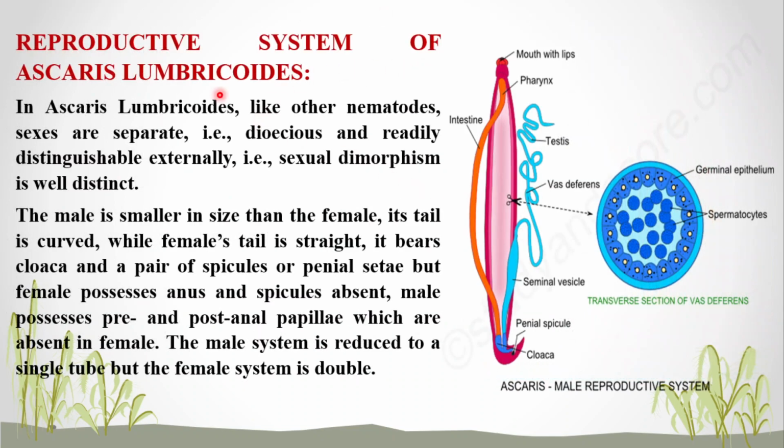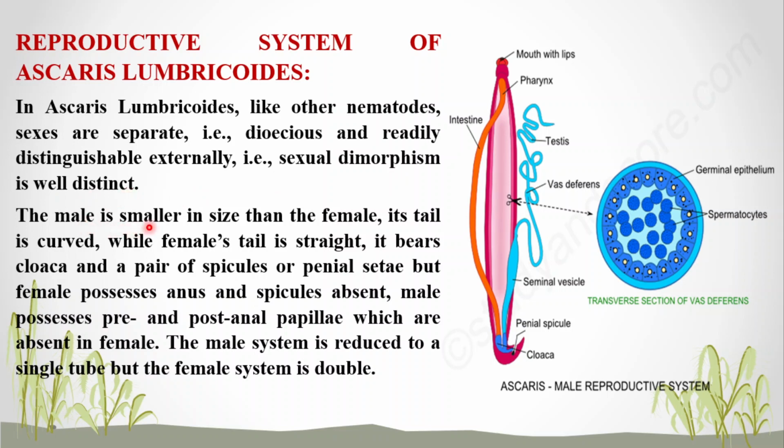Reproductive system of Ascaris lumbricoides. In Ascaris lumbricoides, like other nematodes, sexes are separate. In phylum Aschelminthes, male Ascaris is separate and female Ascaris is separate. It is not a hermaphrodite animal. So, it is dioecious and readily distinguishable externally. Externally, we can identify the male and the female Ascaris, as I have explained in the external features of Ascaris. So sexual dimorphism is well distinct here.